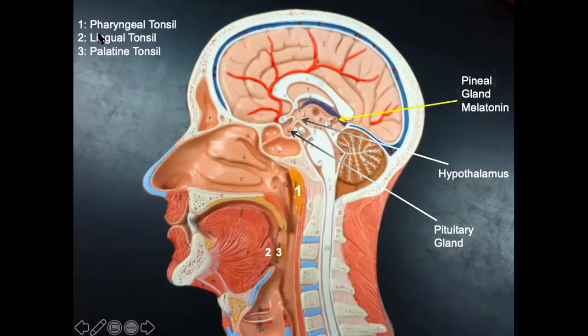And then ling from Latin means tongue. So the lingual tonsil is attached to the back of the tongue. All right, so know those three from this model. But you also need to know the pituitary gland inside the sella turcica.